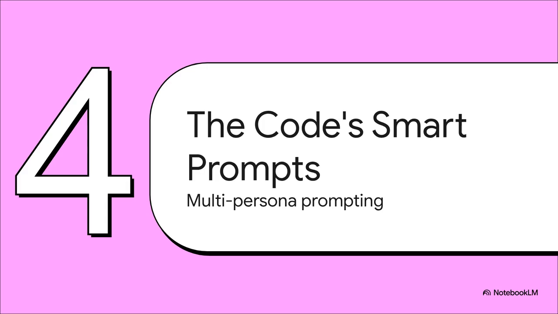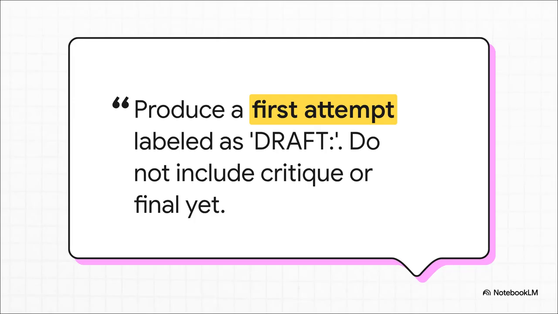So what's the secret sauce that makes this all work? It's all in the prompts. The real magic is in the specific instructions that tell the AI which persona to adopt at each stage. Let's actually look at the prompts themselves. So in step 1, the AI gets this very direct instruction.